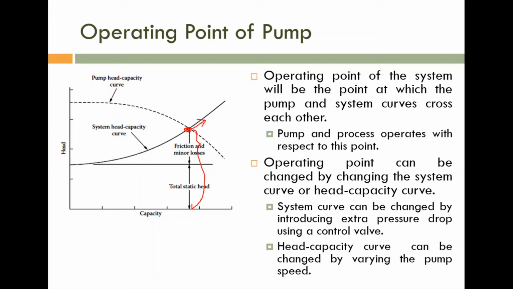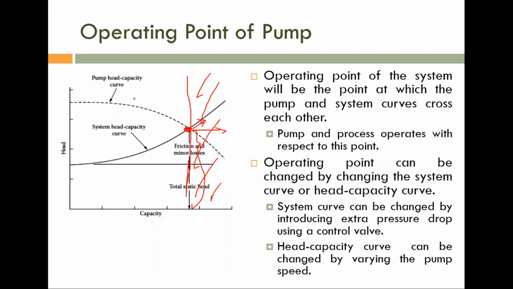Why? Beyond this operating point, meaning the region to the right of this point. What is this point? This is the point where the system curve is intersecting with the pump head capacity curve. In the region to the right of this point, you can see that the discharge pressure of the pump is less than the system curve. Meaning the discharge pressure offered by the pump is not sufficient to overcome the system curve. So what about the flow rate? Flow rate will not increase.